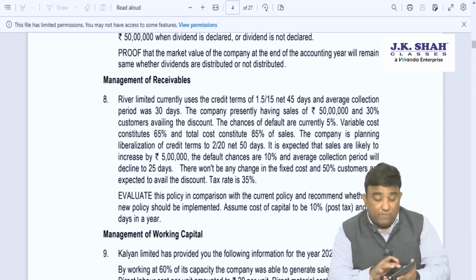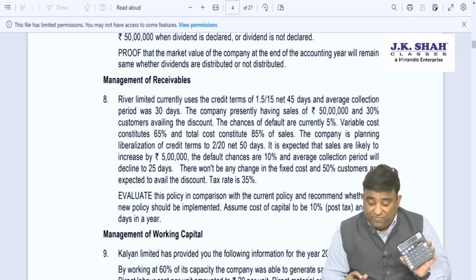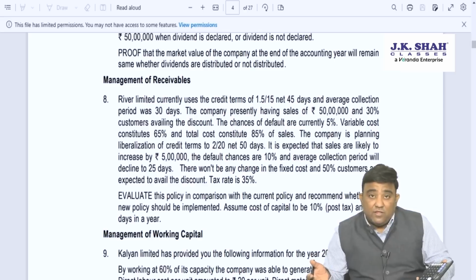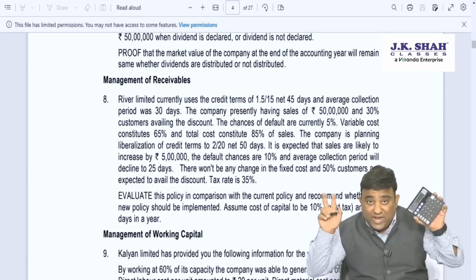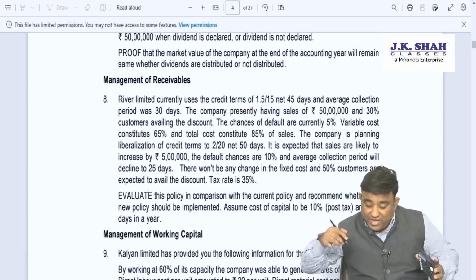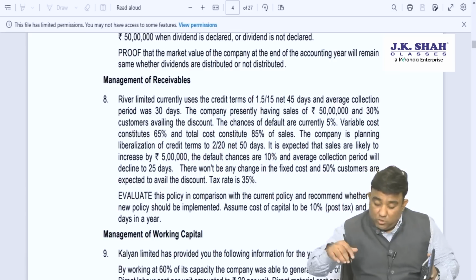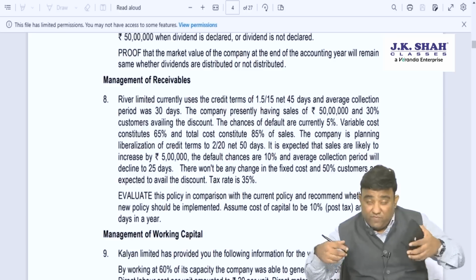Student, amazing computation. Take your calculator. 50 lakh is the sales, of which 65% is variable cost, that comes to 32 lakh 50,000. And the total cost constitutes 85%. So student, the remaining 20% has to be fixed cost, if you understand. 85% is total, 65% is variable. So 20% of 50 lakh, which is 10 lakh, is the fixed cost.